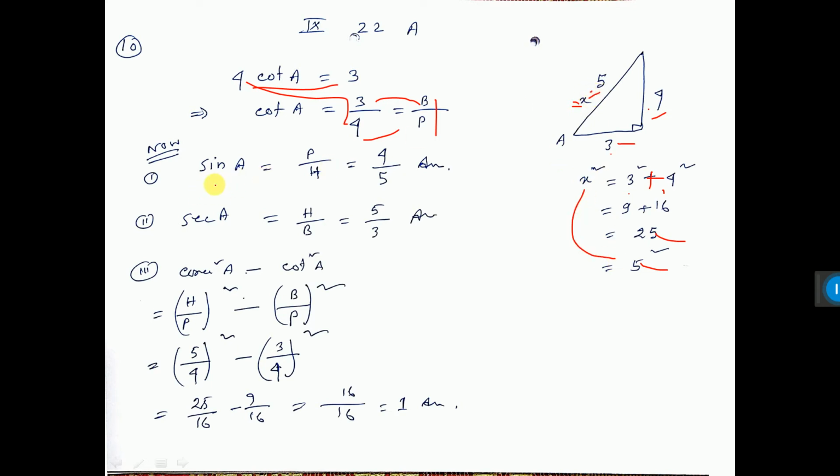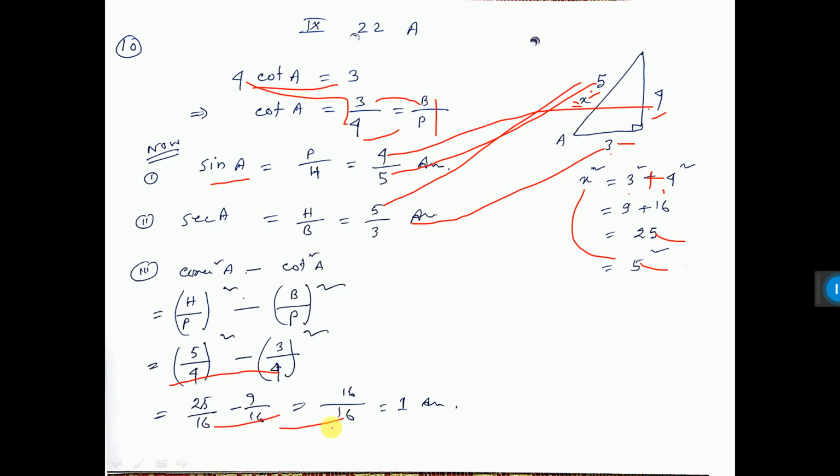Now we have to find sin A. Sin is perpendicular by hypotenuse, so perpendicular 4 here, hypotenuse 5 here. This is the answer. And sec A, hypotenuse by base, so hypotenuse is 5 and base is 3. This is the answer. Similarly, cosec is hypotenuse by perpendicular whole square, cot is base by perpendicular whole square. Put the values and simplify, get the answer.